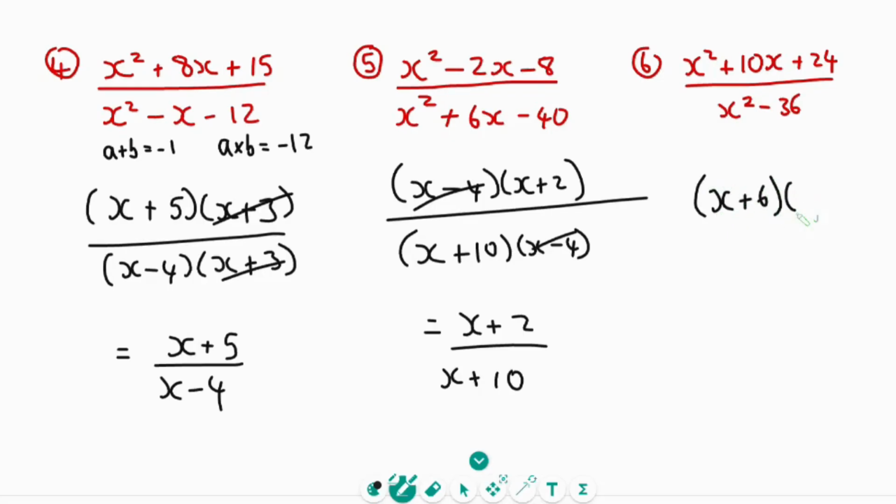x plus 6, x plus 4. Right, careful with this bottom one here. It's a difference of two squares, so it's x minus 6, x plus 6. Hopefully you recognise that.